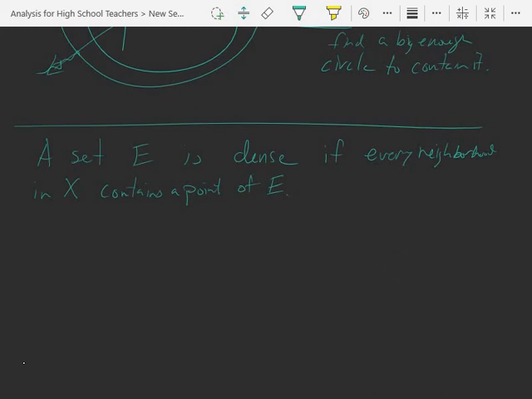Alright. So that's going to be our basic topological definitions. In the next video we'll see some examples and we'll do some things with these.